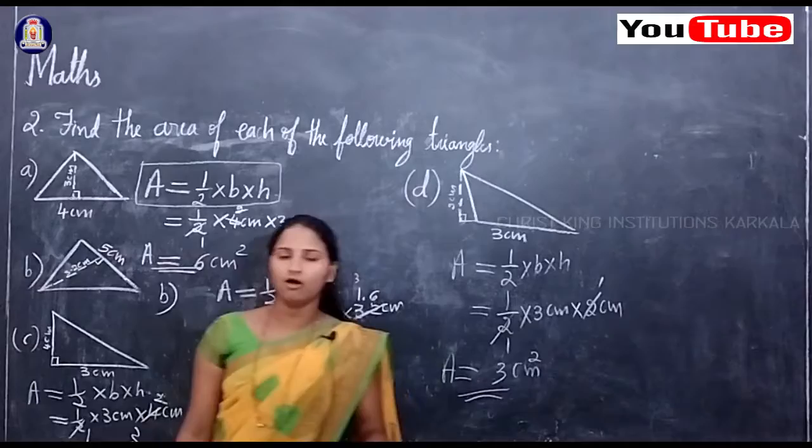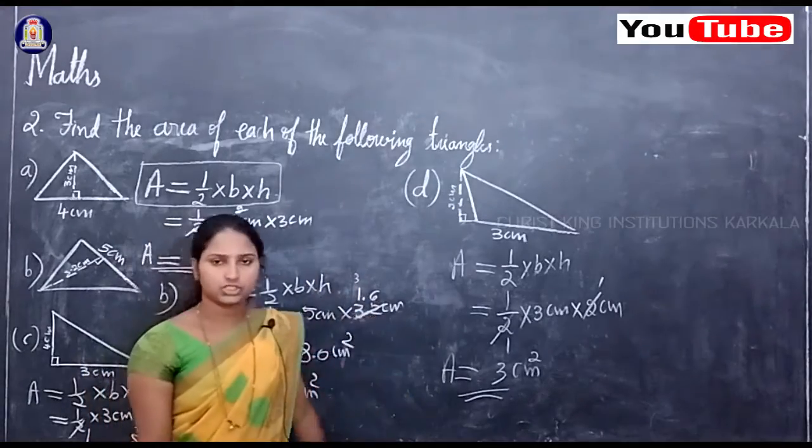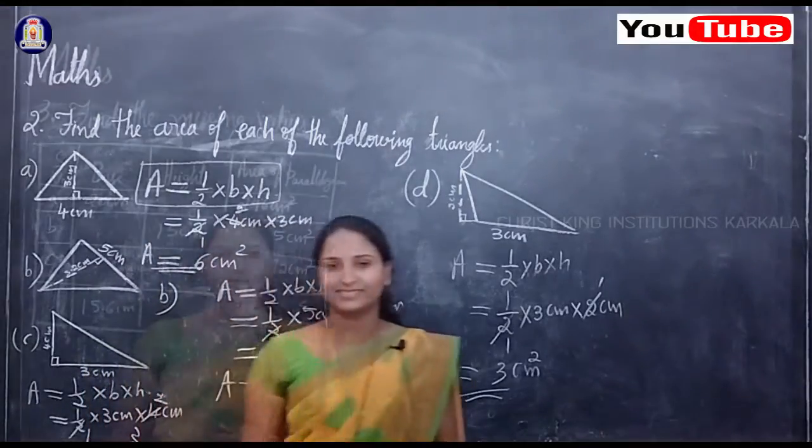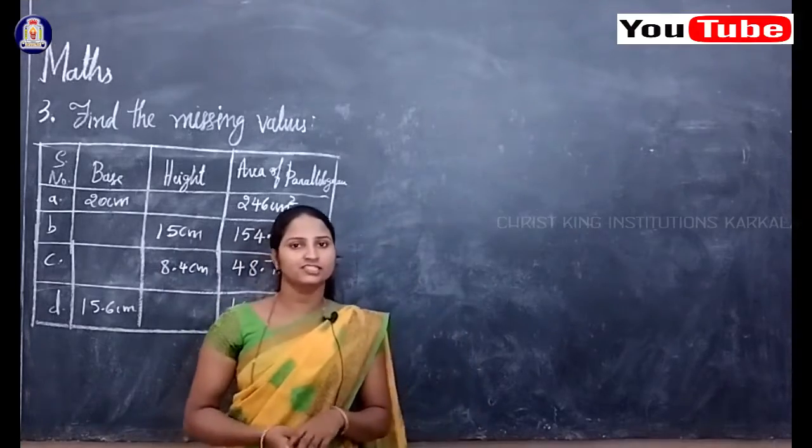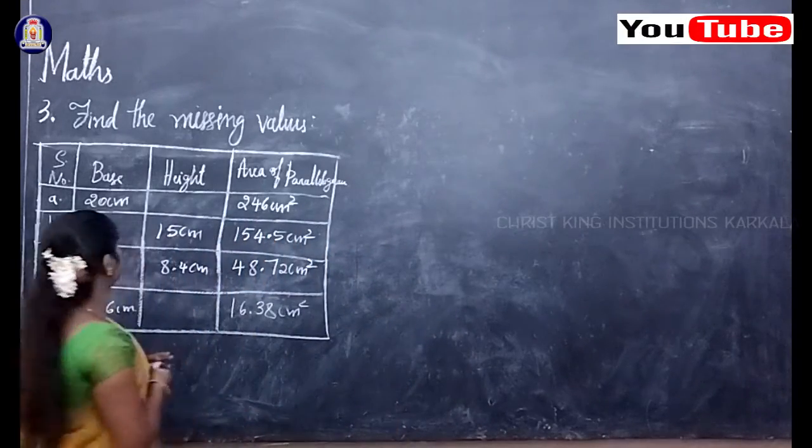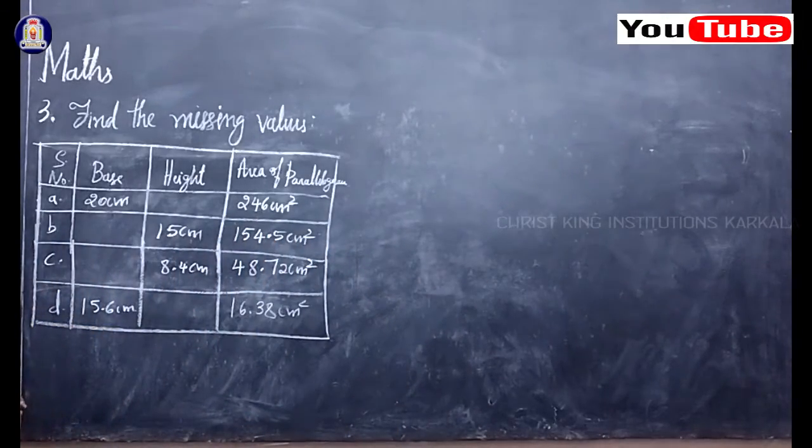That is the area of triangle, given triangles. Okay, the next question, that is the third one. See, find the missing values. You have to find the missing values of the third one.